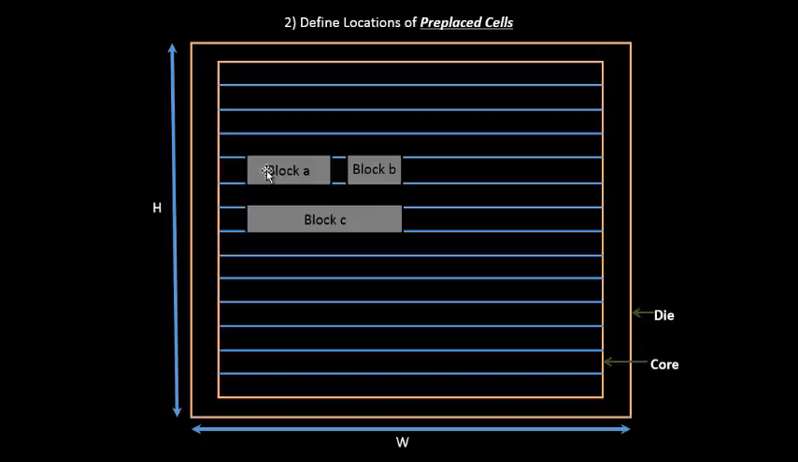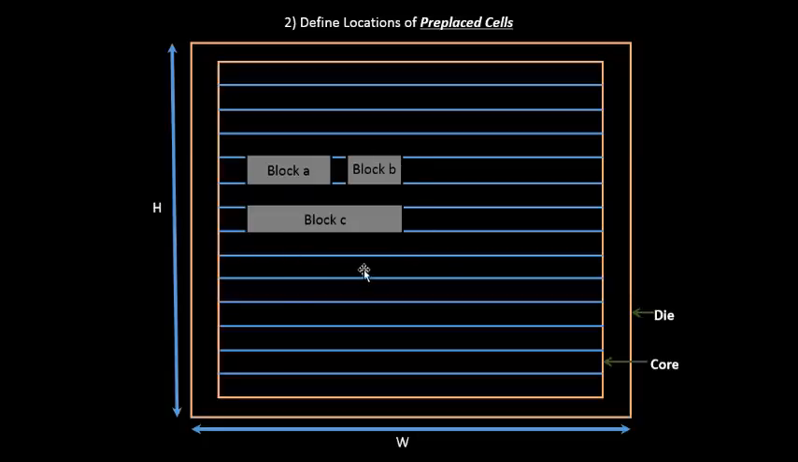The second step is to define the locations of pre-placed cells. The way the locations of pre-placed cells are decided is based upon their connectivity. For example, block C has most of its pins close to this side, and there are some pins sitting over here as well. This makes it easier for connectivity. That's how we come up with the locations of pre-placed cells. And there are many other things, we'll talk about that in the following sections.